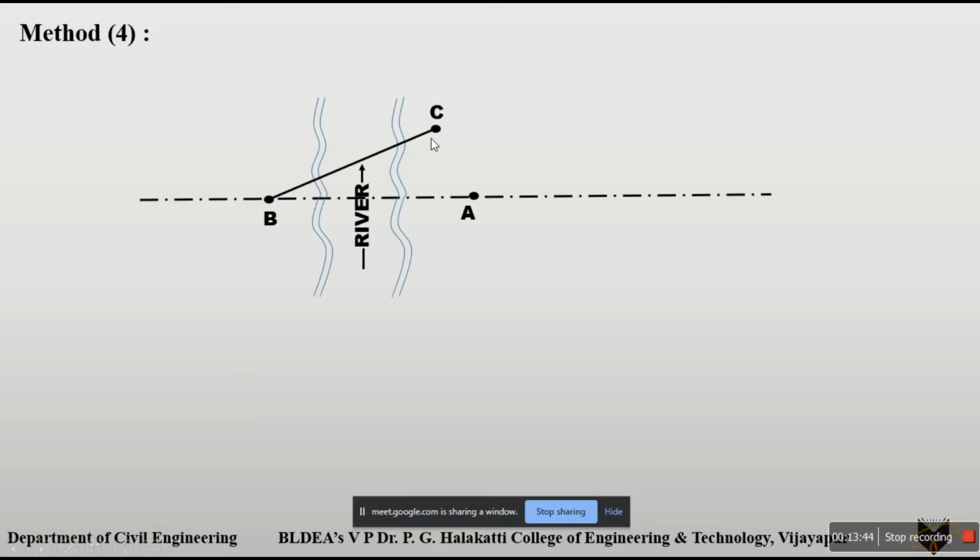Then at the point C you have to erect a perpendicular line, like this. We have to erect a perpendicular line at this point. Then this line will cross with respect to point A. Whatever line we draw from C, it passes towards this side. Then you have to fix this point D, where the distance of AD is equal to the distance of AC.